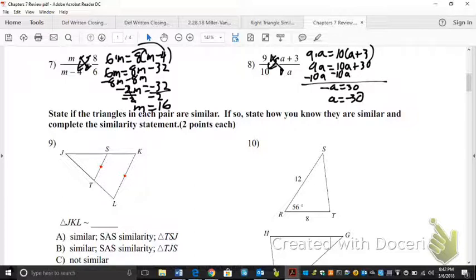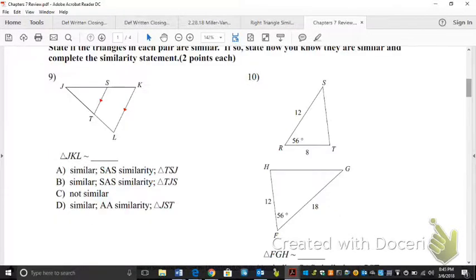Okay? Make sure you got that. Moving on. So, next one. They are all multiple choice. So it says state if the triangles in each pair are similar. If so, state how they are similar and complete the similarity statement. So let's look at number 9.